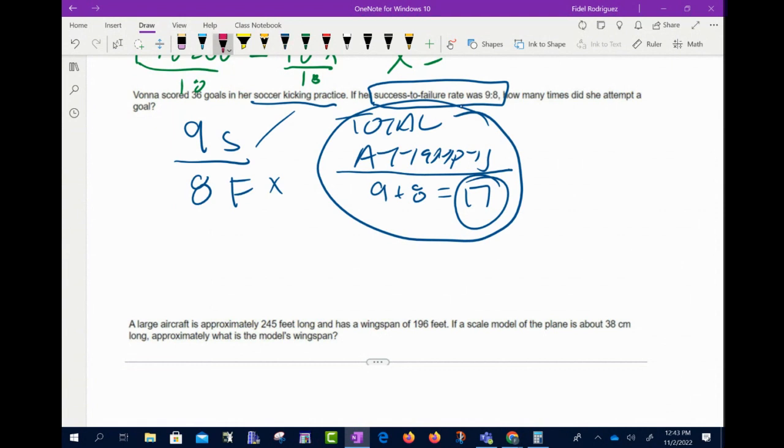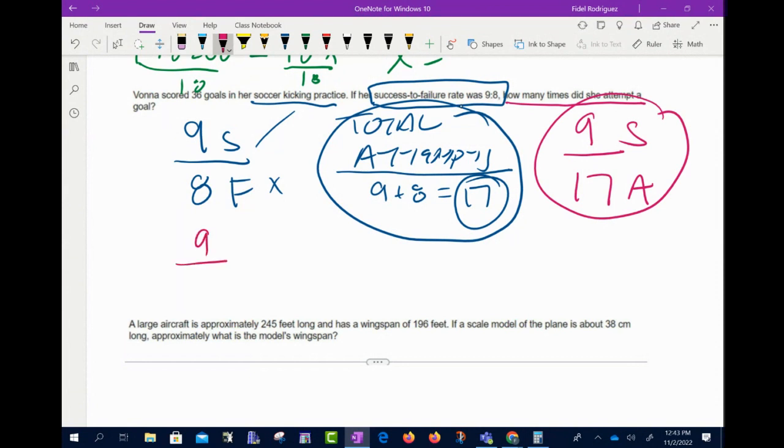Okay, now when I look at the question here, it says, how many times did she attempt a goal? Well, let's think about it this way, y'all. She made 9 out of 17, right? So she was successful 9 times out of a total of 17. That's the ratio that we're working with now, okay? So look, I'm going to put 9 over 17. Remember, that's successes, that's the attempts, okay? Now, the first part of the problem says, look, she actually scored 36 times. So that 36 is going to go on the top because that's how many times she scored, right? We're looking for how many times did she attempt to kick that ball, okay?